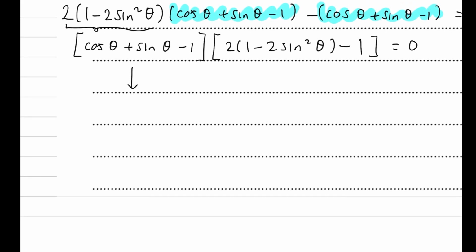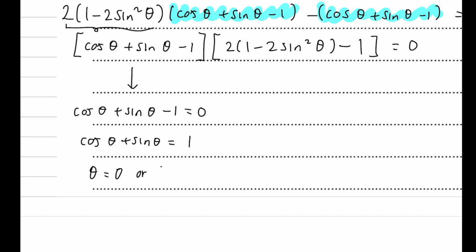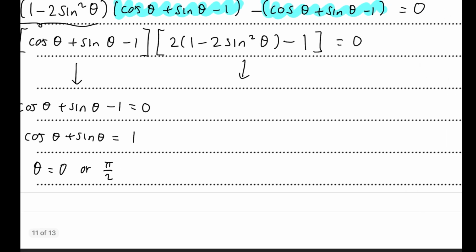The first one is cos theta plus sine theta minus 1 equals to 0. So we get cos theta plus sine theta equals to 1. So from here we get two answers, either 0 or pi over 2. It's based on A(i) result from the previous one. Yeah, same thing. The second one, we need to solve it.